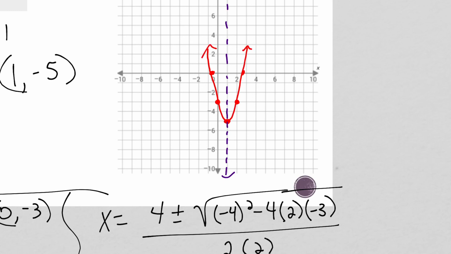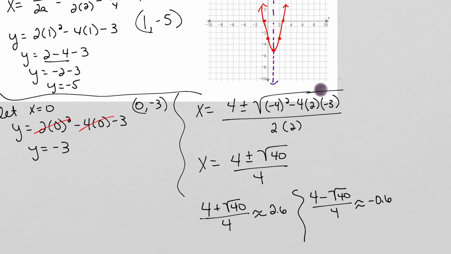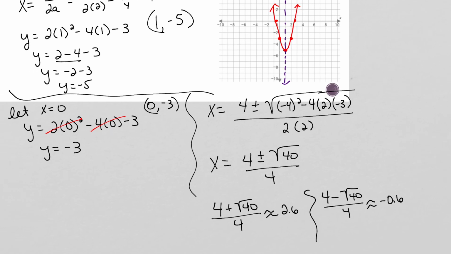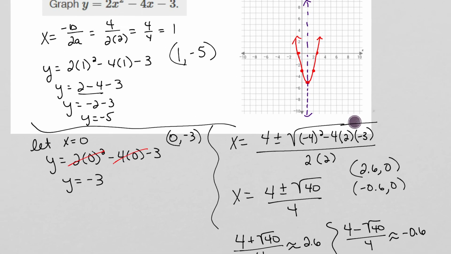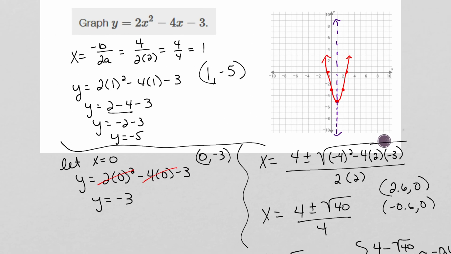There we go. All right, remember, whenever we use the quadratic formula, we're finding where it crosses the x-axis. So if we wanted to write the ordered pair, we could write it as (2.6, 0) and (-0.6, 0). All right, so that's it for this problem.